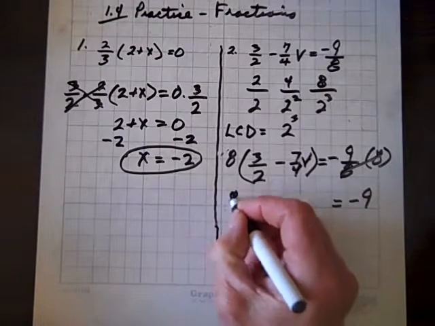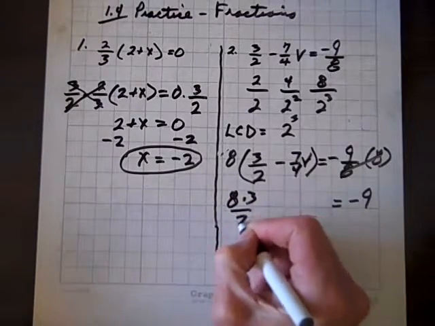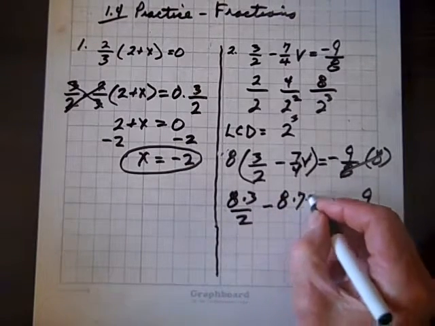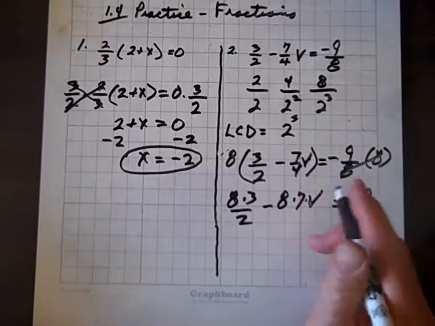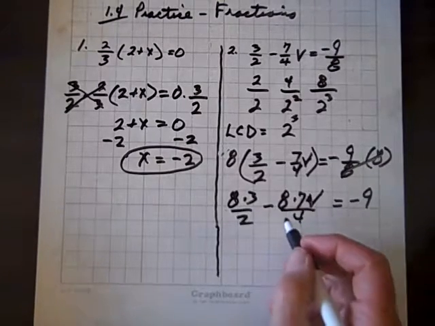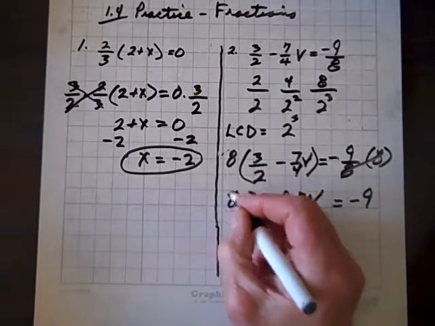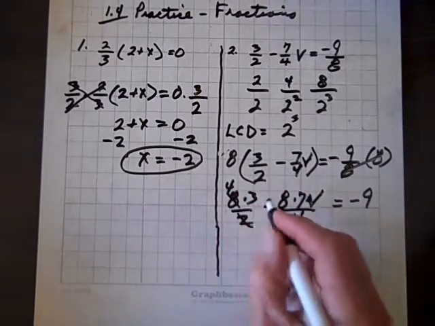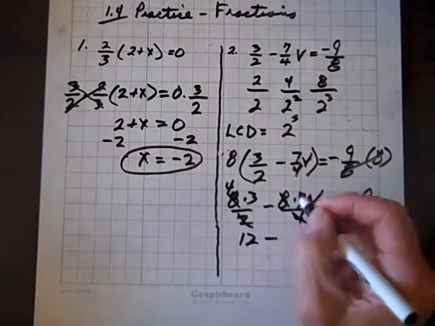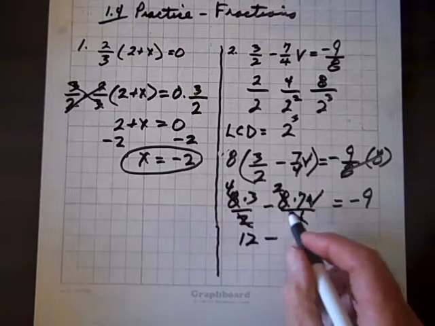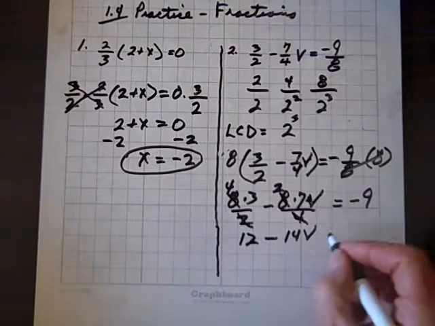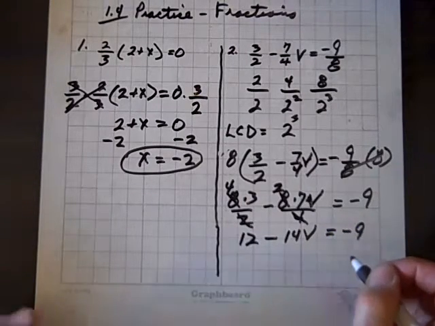Now, we have 8 times 3/2 v minus 8 times 7v over 4 equals -9. Now 2 goes into 8 4 times, and 4 times 3 is 12v, minus 4 goes into 8 2 times, and 2 times 7 is 14, and there's our v, equals -9.